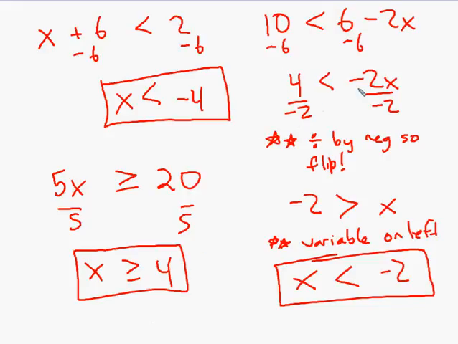Okay, so first thing I did is I divided by a negative. When we divide or multiply by a negative, we switch this. Okay, so I did that. And then, it was basically solved, but at that step we want the variable on the left, so I put the variable on the left, the -2 on the other side, pointing in towards the x.